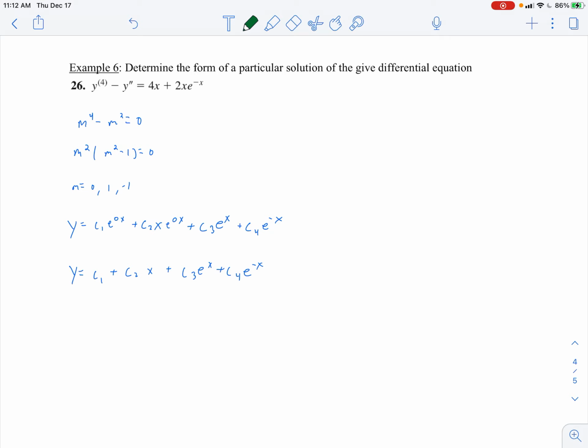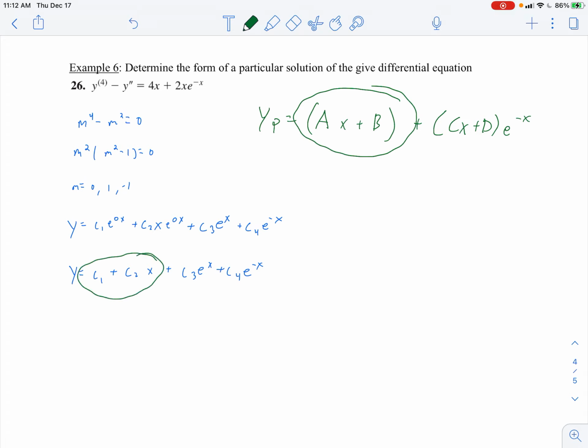All right? So now, let's look over to find our particular solution. We have 4x, so that's going to need to be taken care of: ax plus b. And I can put those in parentheses because that takes care of the linear part. Plus a linear times an exponential, so plus cx plus d, and then times the exponential e to the negative x. All right, now, what I notice here is that I have an ax plus b already. So what if I multiplied by x? Let's see if that would take care of it.